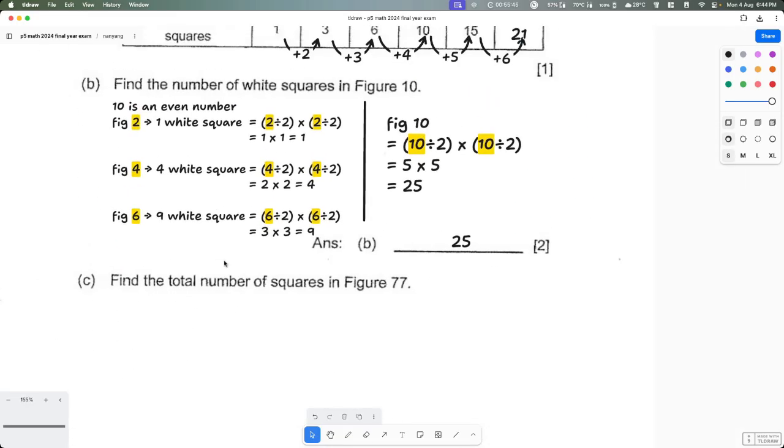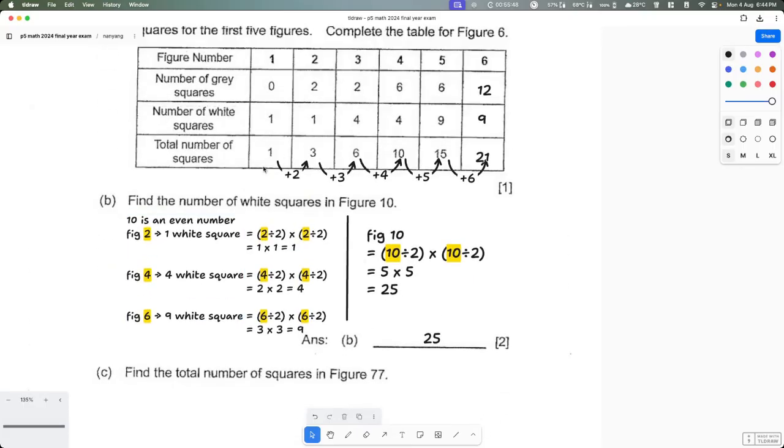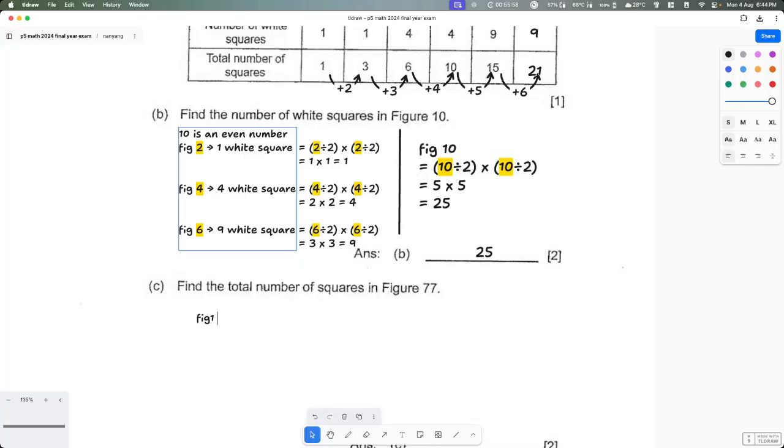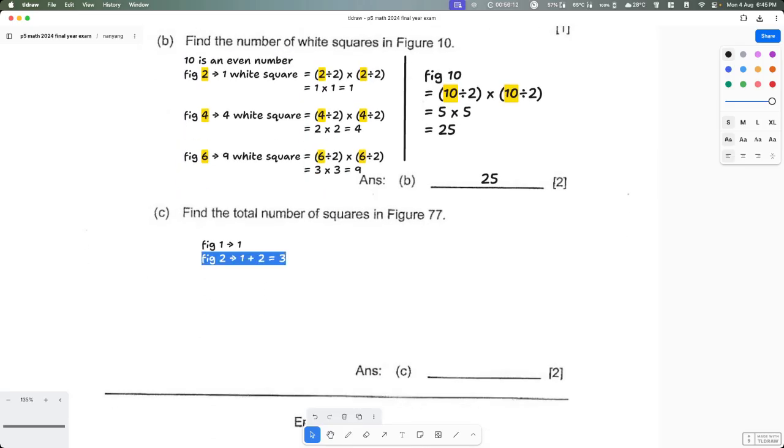Find the total number of squares in figure 77. So total you see 1, 2, 3, 4, 5, 6. Okay, so we just add accordingly, right? So like for figure 1 is just equal to 1. Then figure 2 is 1 plus 2, right? Which is equal to 3. Then figure 3 is 1 plus 2 plus 3 is equal to, in this case, 6, right? This is figure 3.